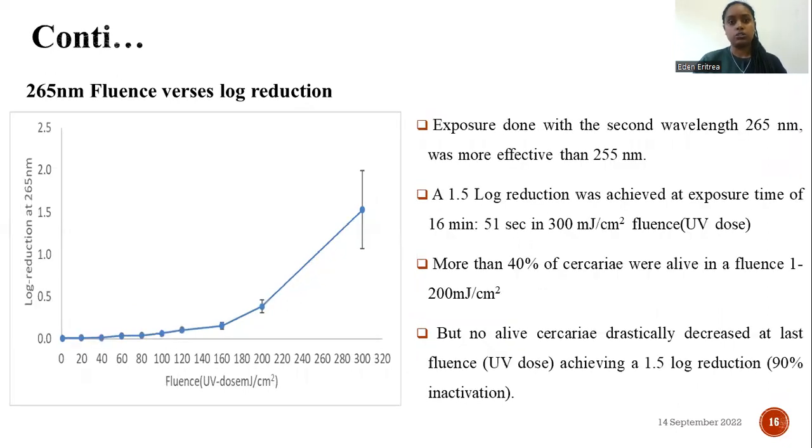And when we come to the second UV wavelength, that is 265, it was more effective than the first wavelength, and a 1.5 log reduction was achieved at the exposure time of 16 minutes. And more than 40% of Cercaria were alive in the fluence 1 to 200 millijoules per centimeter square. But the number of alive Cercaria drastically decreased at the last fluence, which is 300 millijoules per centimeter square, achieving 1.5 log reduction, which is 90% inactivation.